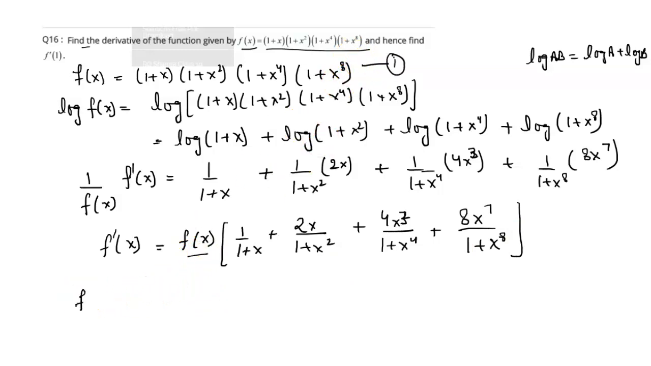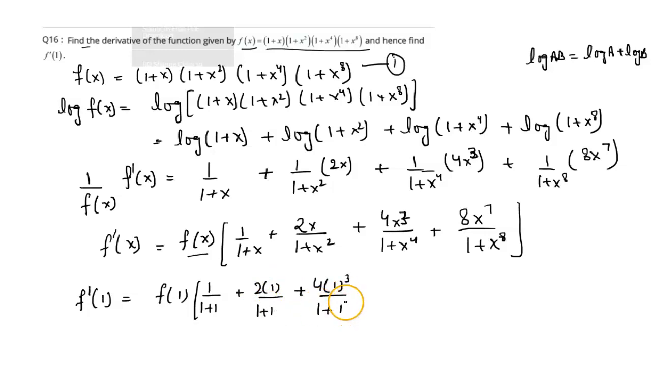Now we have to find f dash of 1. Then it will be f of 1 times [1 divided by (1 plus 1) plus 2 multiplied with 1 divided by (1 plus 1 square) plus 4 multiplied with 1 cube divided by (1 plus 1 raised to power 4) plus 8 multiplied with 1, and the denominator is 1 plus 1].